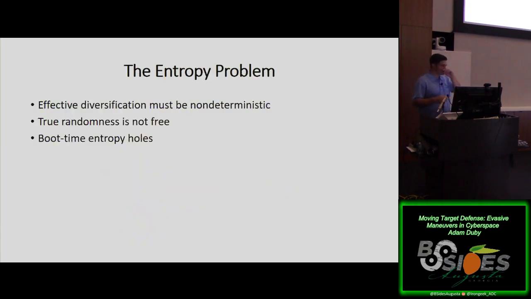Now, with all this diversification going on, we have the potential for an entropy problem. Right? Diversification has to be non-deterministic. If you can determine the outcome of your diversification routines, then what's the point? And true randomness is not free. It requires resources. You have to get system resources, whether it's average disk access time, core temperatures, something like that, to build your entropy pool inside of the operating system.